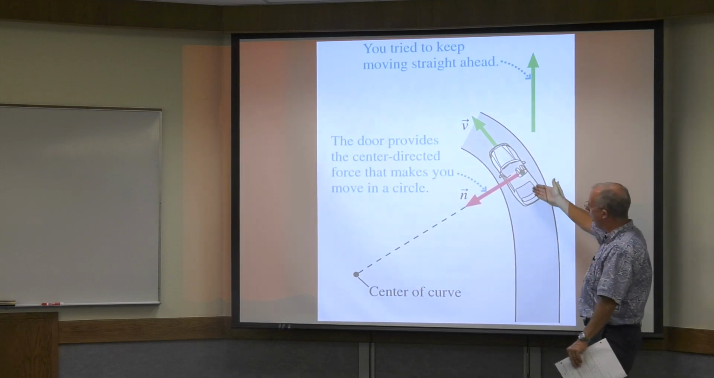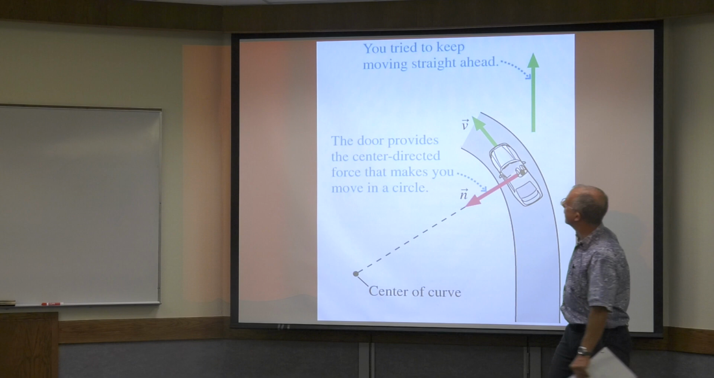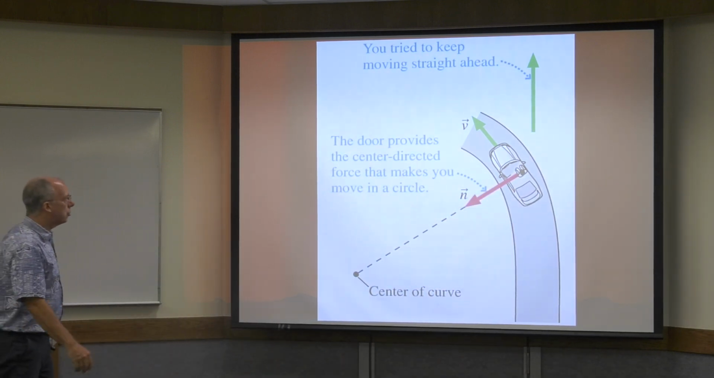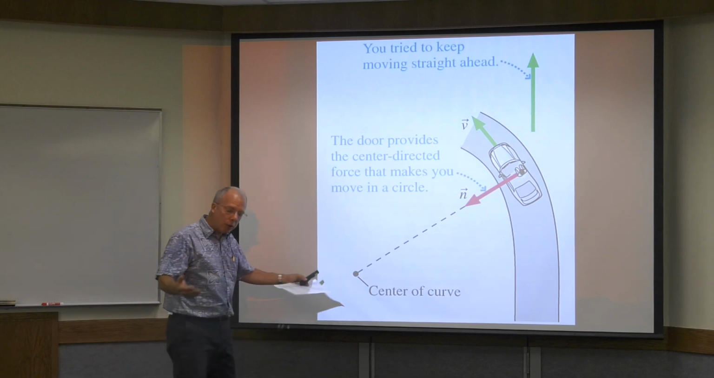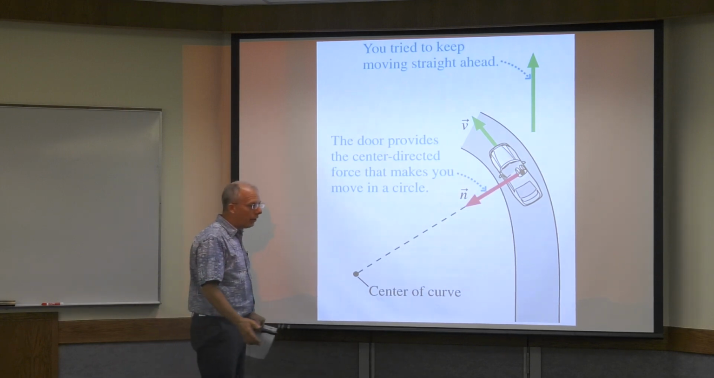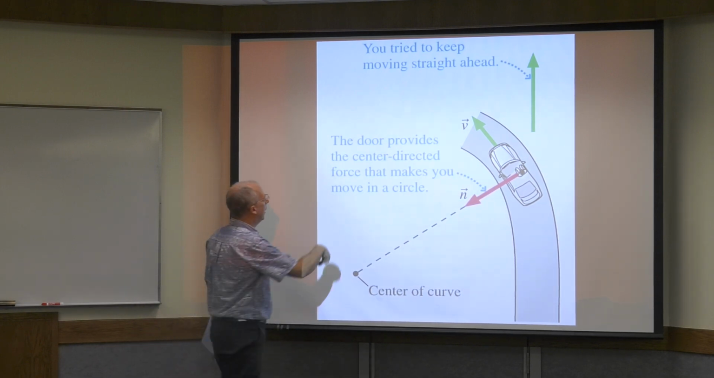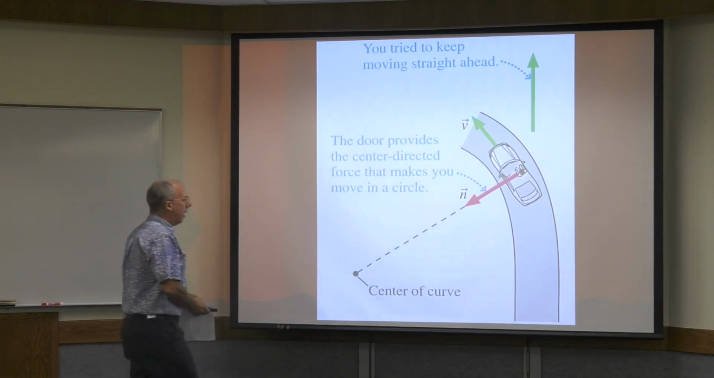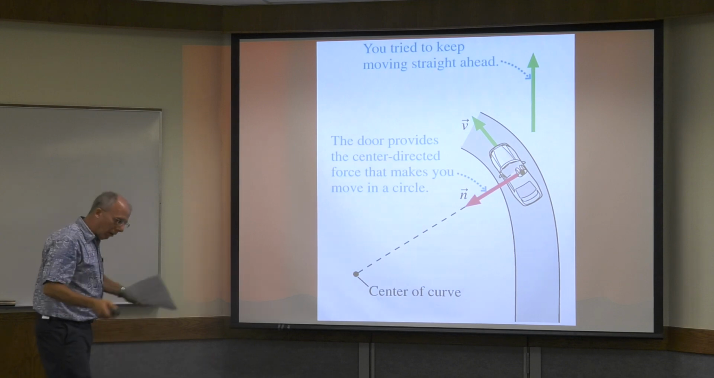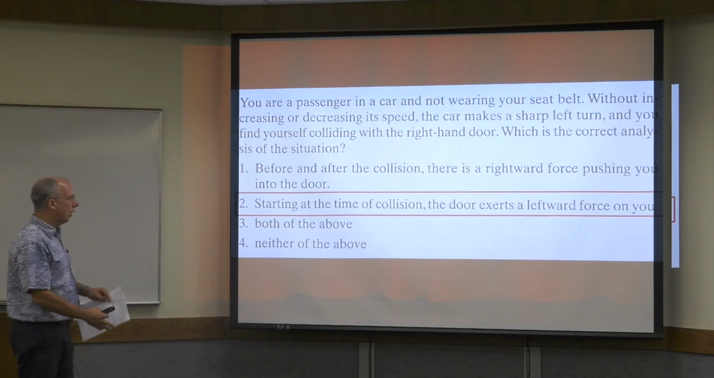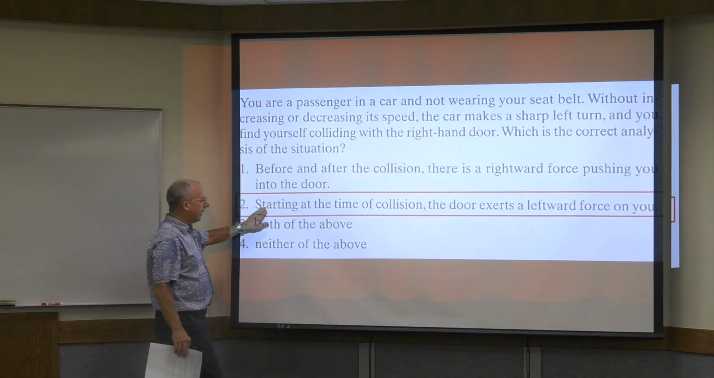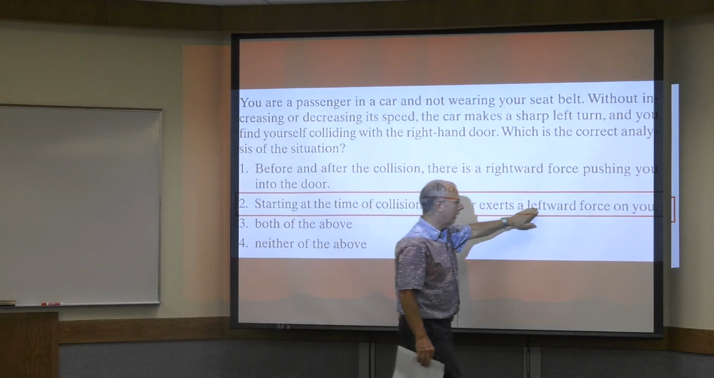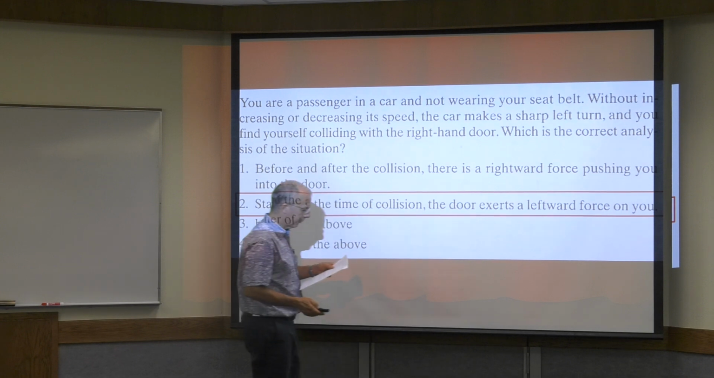So what is that force? It's a normal force, right? So let's read this. You try to keep moving straight, but what prevented you from going straight? The door, right? The normal force that the door exerts on you. So the door provides the center-directed force that makes you move in a circle. So that is the correct analysis. Starting at the time of the turn, the door exerts a leftward force on you.